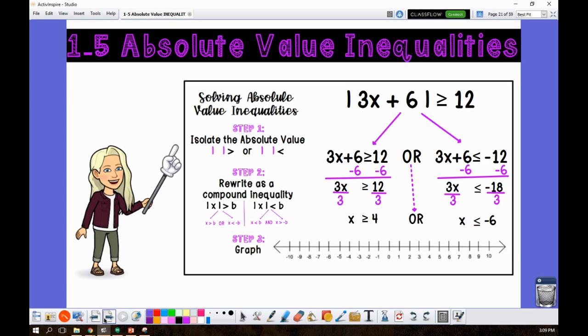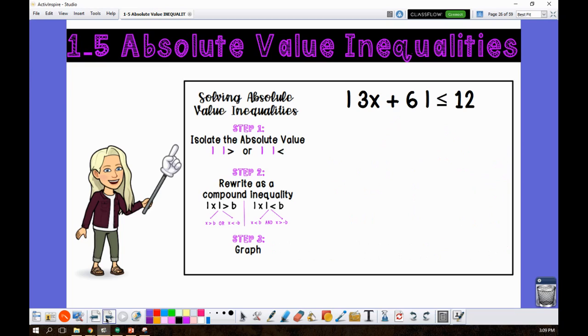Now we need to graph. Now remember, when you're graphing with or, it doesn't really matter where they overlap, you just need to graph them both on the same line. So if we graph x is greater than or equal to 4, we know we need a closed circle on 4 and that we are shading to the right. X is less than or equal to -6, we're going to put a closed circle on the -6 and we are going to shade to the left. And we're all done with that one.